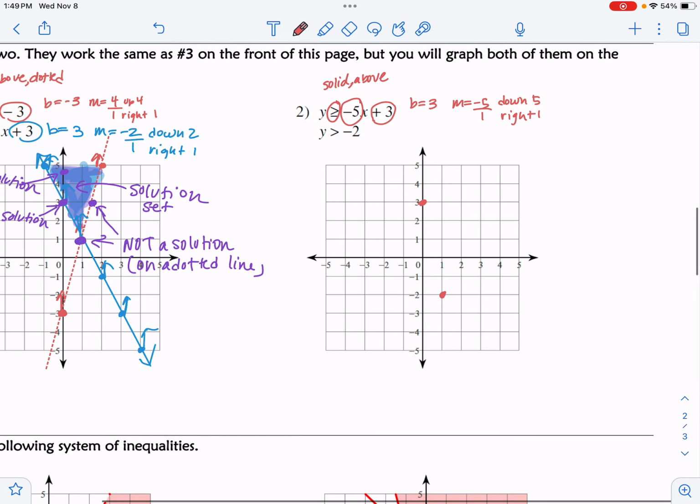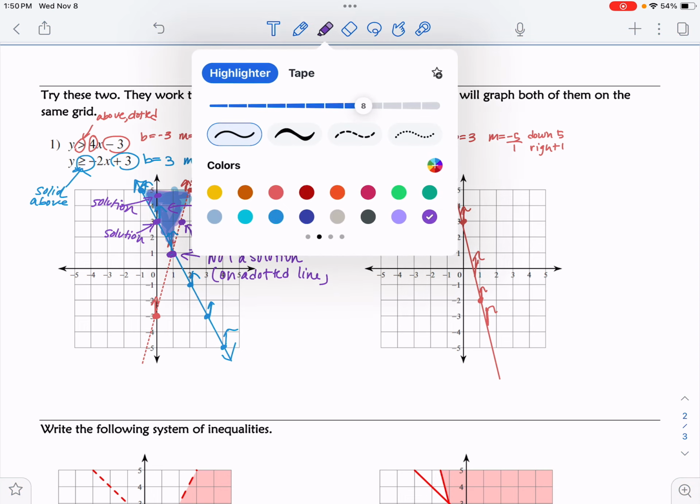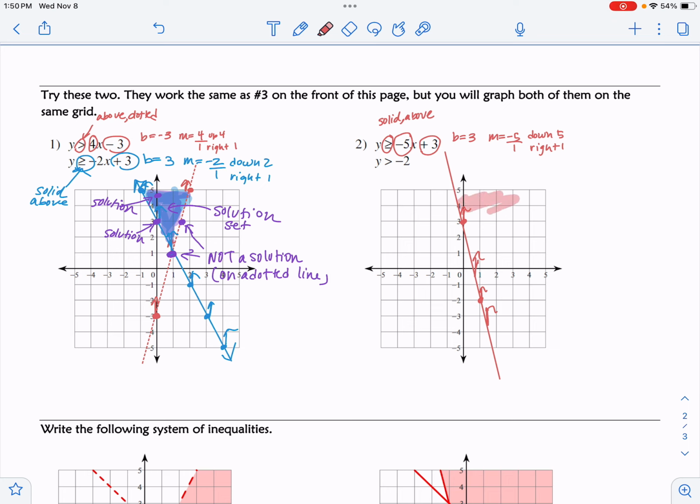Okay, and so let's make our solid line. And then to shade above, we would draw our arrows from our points pointing up, which would land us in this right region. And then I'm just going to roughly shade because I'm just going to delete it later after I get the other inequality on here.